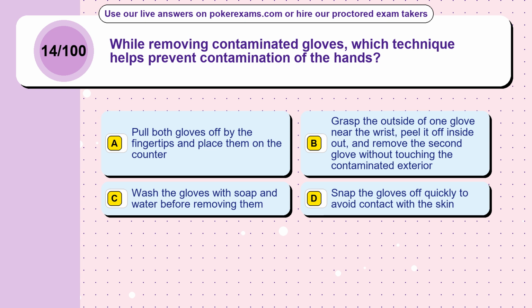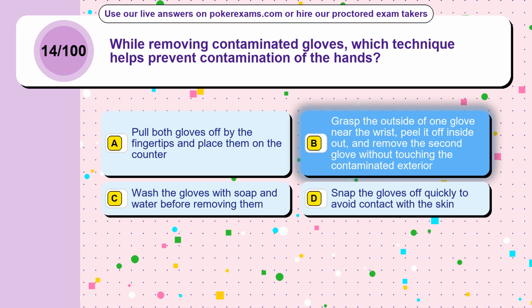Option A. Pull both gloves off by the fingertips and place them on the counter. Option B. Grasp the outside of one glove near the wrist, peel it off inside out, and remove the second glove without touching the contaminated exterior. Option C. Wash the gloves with soap and water before removing them. Option D. Snap the gloves off quickly to avoid contact with the skin.